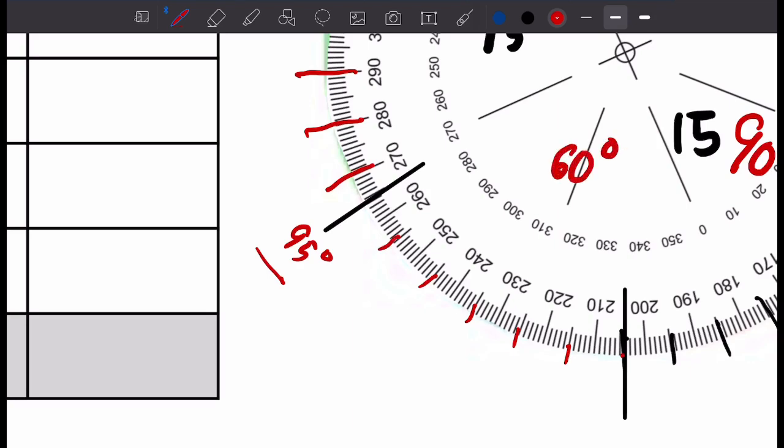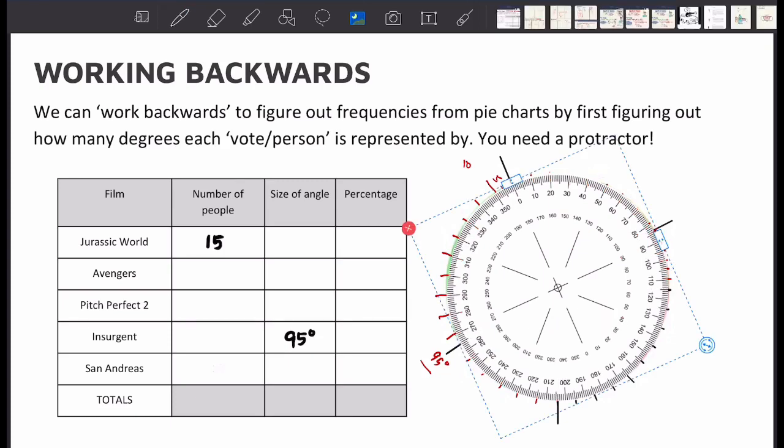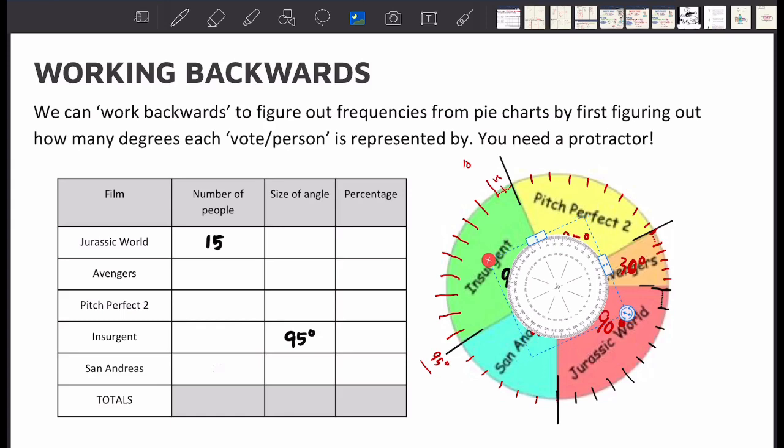60 degrees. Miss, that's so messy. We can't see the sections. No problem. Tap on the picture, tap on your protractor, and there you go.